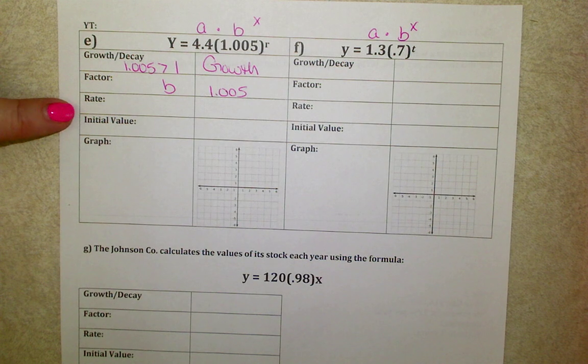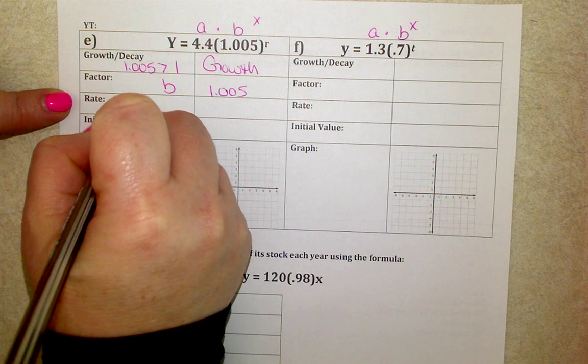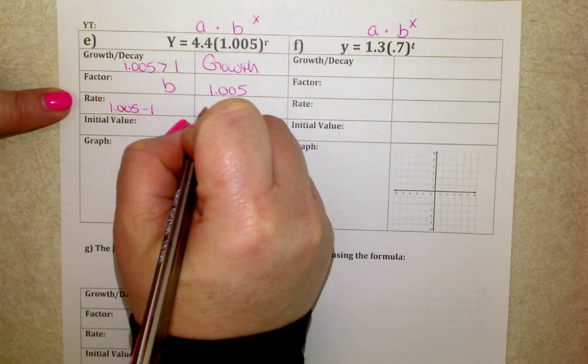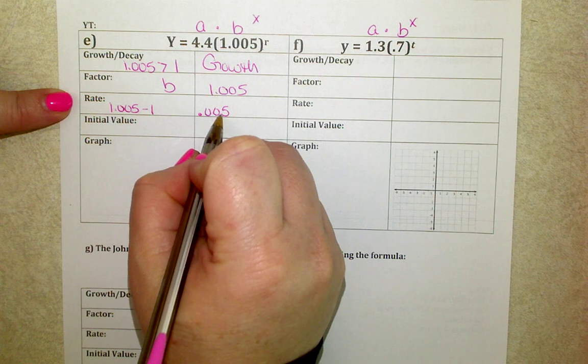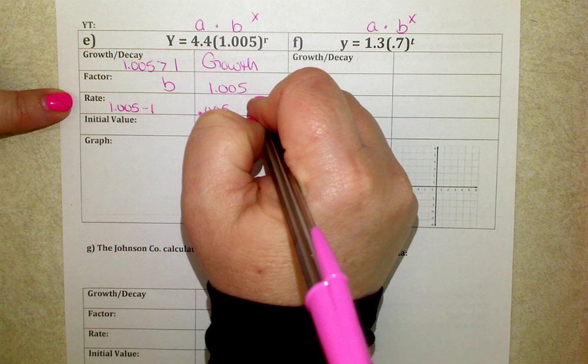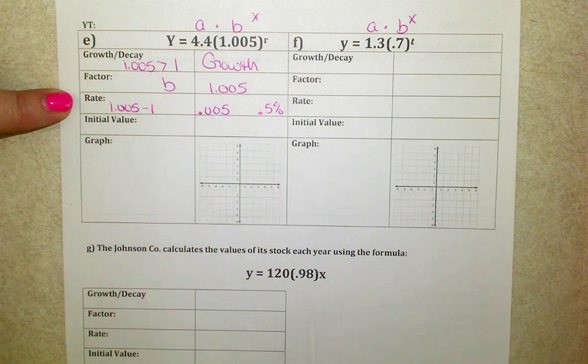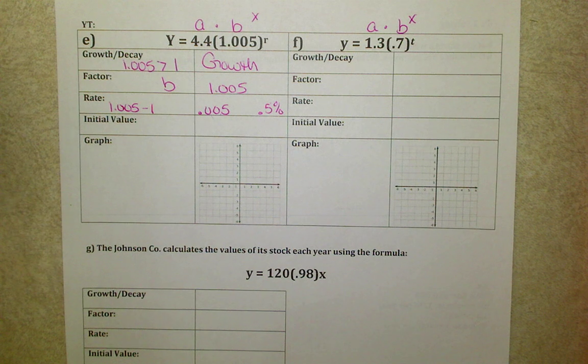All right. Amir, what's your rate? It's 0.005, because 1.005 minus 1 gives us 0.005. But when we move that decimal 2 places to change it to a percent, it becomes 0.5%. Landon, what's your initial value?